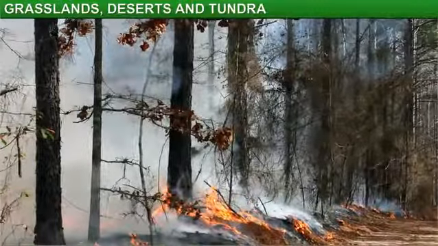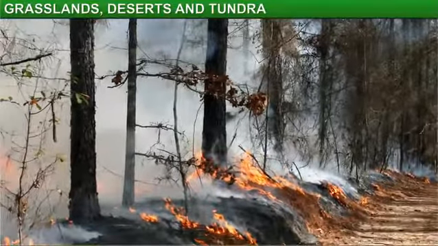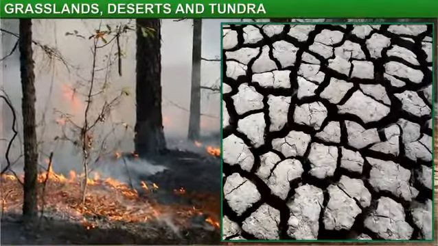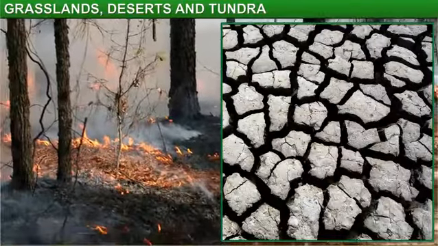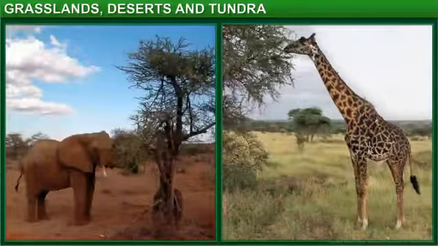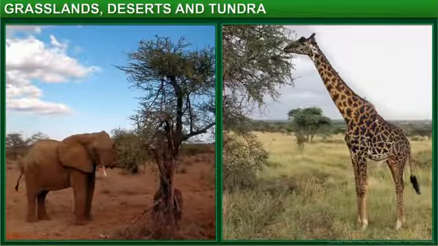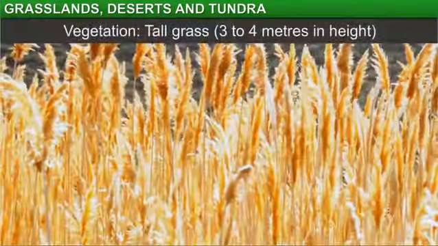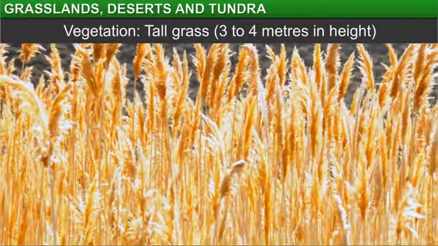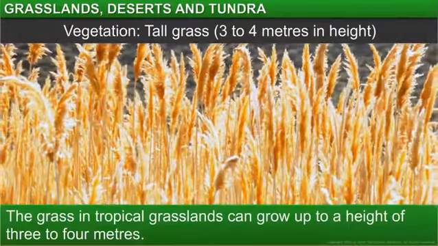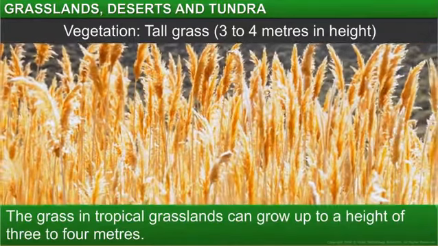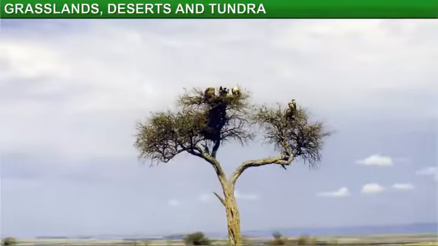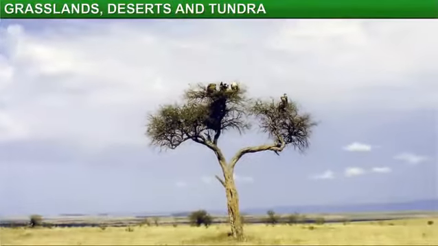During the drought season, natural fires are a common phenomenon seen in the grasslands. Seasonal drought and natural fires prevent woody shrubs and trees from growing here. Additionally, whatever few shrubs or trees manage to grow are eaten off by the large mammals. The grass in tropical grasslands can grow up to a height of 3 to 4 meters. Some isolated trees and shrubs can be found growing in areas where there is groundwater.